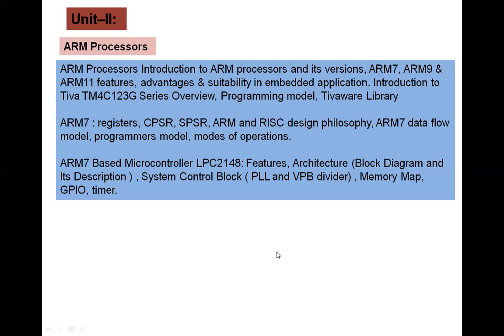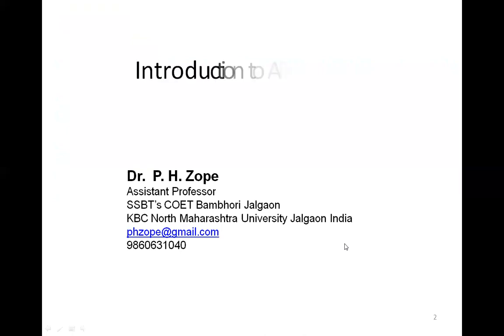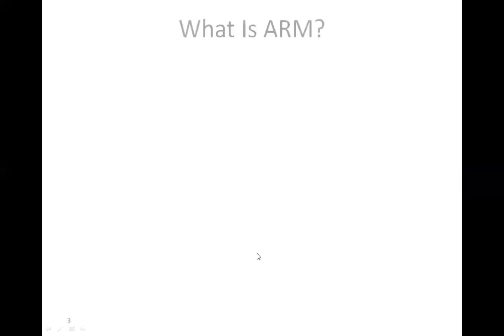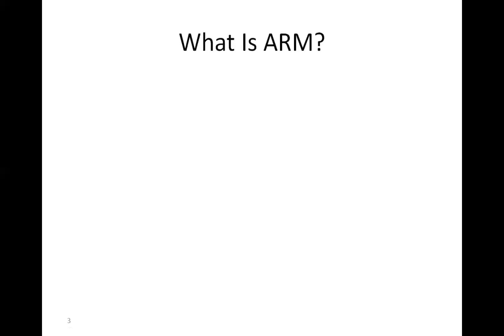So we will continue our second unit, ARM processor, with a brief introduction. So here, introduction to the ARM 7, the first encounter that we will see here. So the question is, what is ARM 7? Generally ARM 7 is an Advanced RISC Machine.